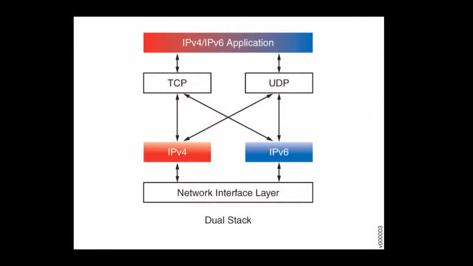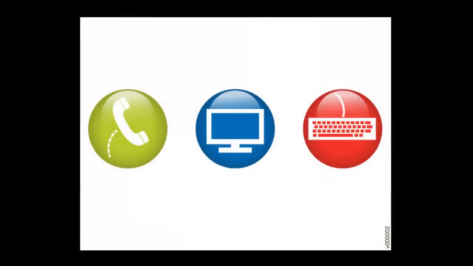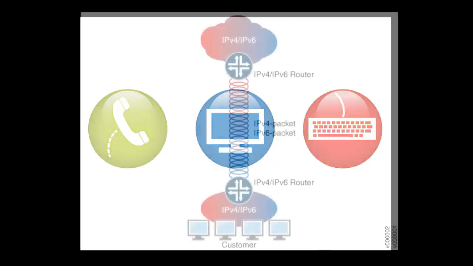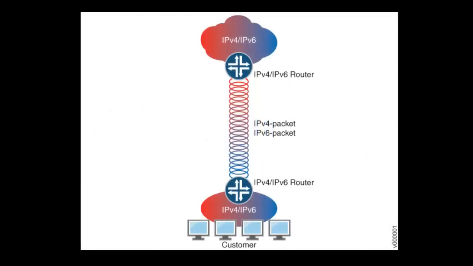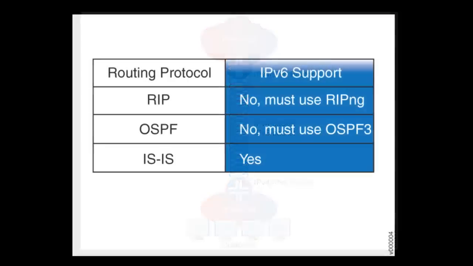Dual stacking allows you to implement IPv6 alongside IPv4 in your existing networks. When you implement IPv6 this way, you can provide the same services over IPv6, for example video, voice, and high-quality data, that you currently provide in your IPv4 networks. You can then perform incremental upgrades and avoid service disruptions while migrating to IPv6. Unlike RIP and OSPF, ISIS does not require a distinct protocol or a new version to support IPv6.